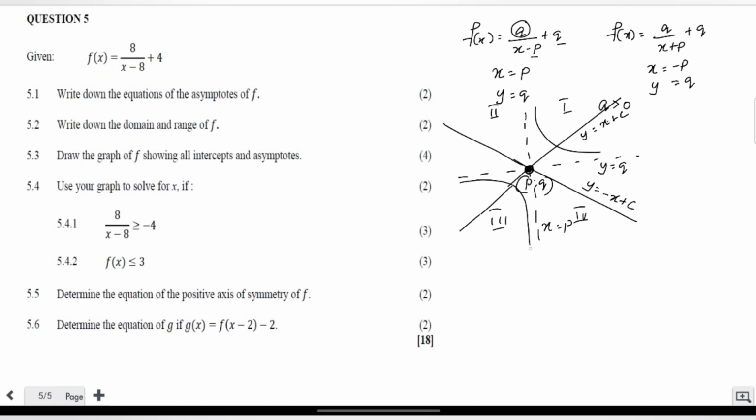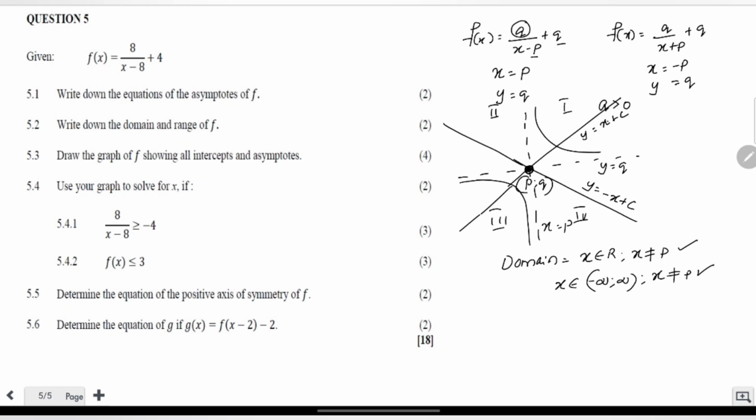Now domain and range. Let me start with the domain. The domain of this graph is all the x values, real numbers, except what? x should not be equal to p. Why is x not equal to p? Because at p it's an asymptote. So all the real numbers where x is not equal to p. Or we can write it this way also: x is an element from minus infinity to plus infinity, open bracket, where x is not equal to p. Is it clear? Either this way or this way you can write the domain.